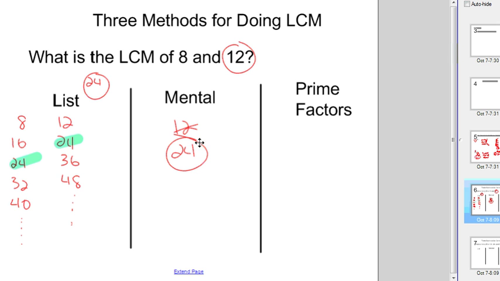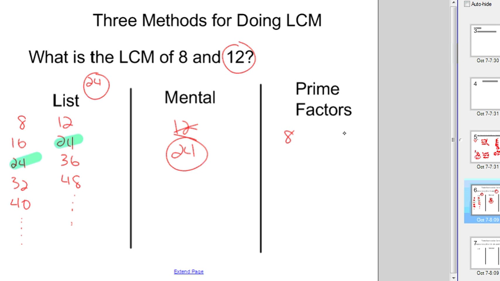The mental way is a great way to do it if you have a command of it. It's a great way to do it as long as the numbers are small, though, because it's not easy to count by something like 132, which you could be asked to use as one of the numbers to find the LCM for. Okay, prime factors now.